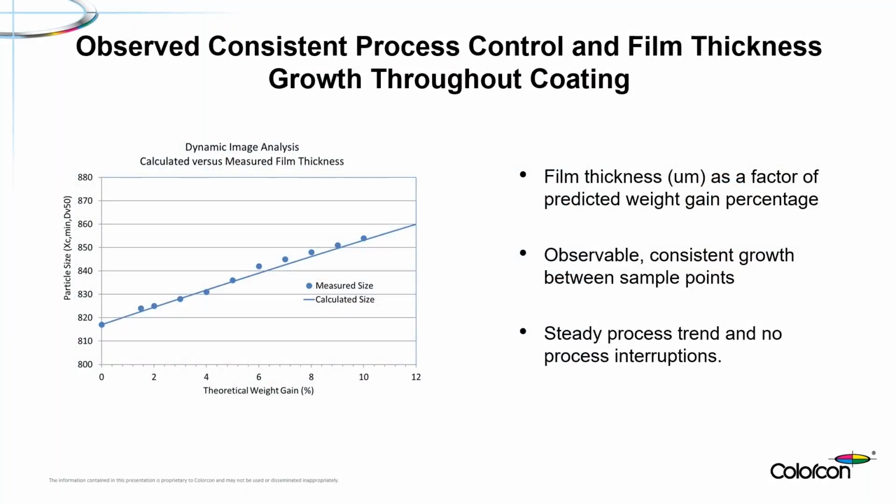In the graph here to the left, calculated and measured particle size data collected at-line is plotted versus theoretical weight gain. The observed trend shows consistent particle growth between sampling points versus calculated values. The data trend also illustrates the value of dynamic image analysis for fluid bed process tracking.